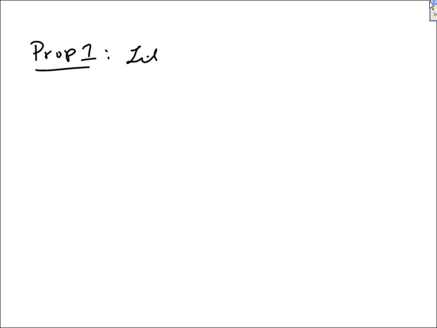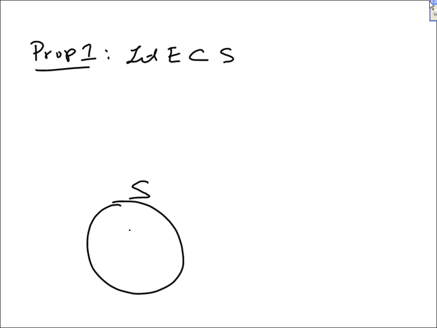Now I'm going to talk about some simple propositions. Let's talk about proposition number 1. Suppose E is a subset of S, and S is a sample space. If that's the sample space, E is in it.